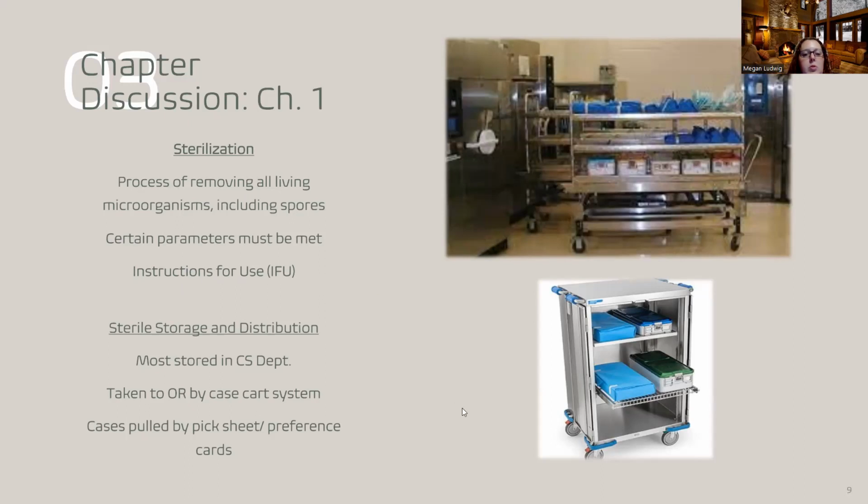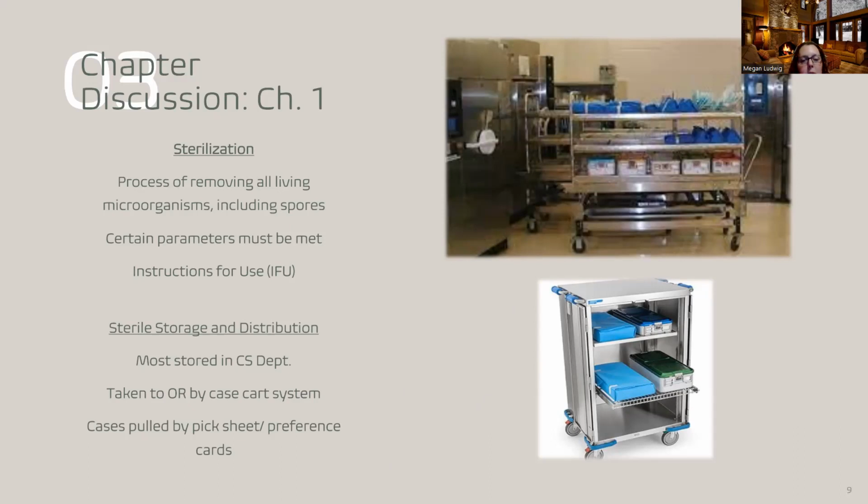All right, our sterile storage and distribution is, like I said, those storage areas. Most are going to be kept in that same central sterile processing department. Now, once the operating room or whoever needs it, it will be taken out or counted out by the department, usually taken to the operating room by a case cart system, which is pictured here at the bottom. This is a case cart or a version of one. There are a lot of versions of case carts. Some don't close. Some are just open racks that you push. But it's something similar that you can take all those items to the operating room for each individual case.